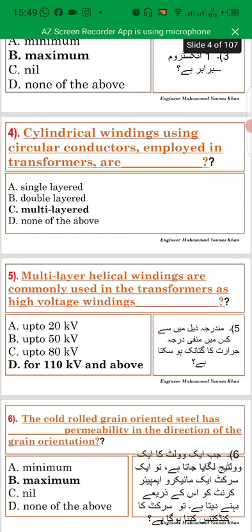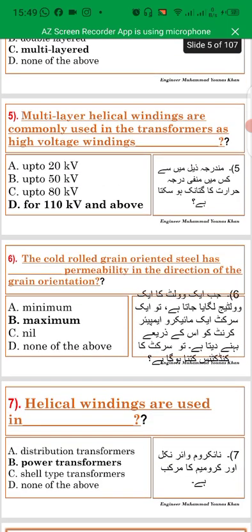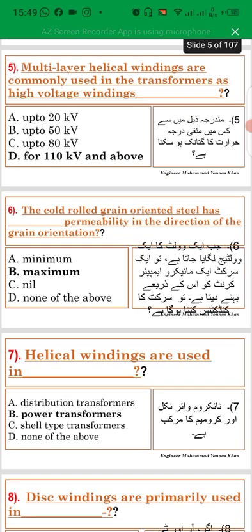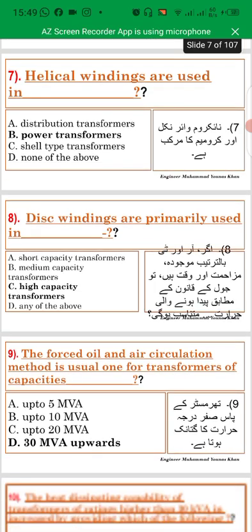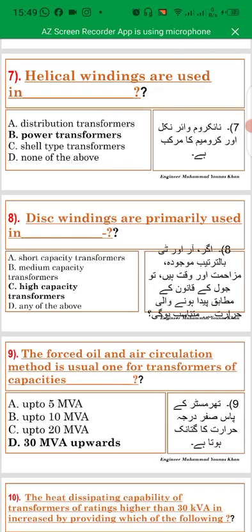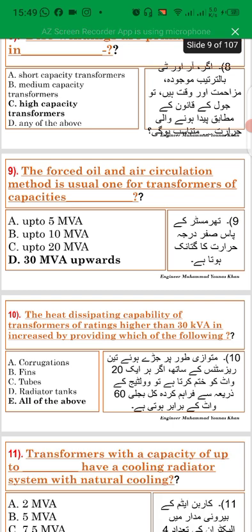Cylindrical winding using circular conductor is employed in transformers, or multi-layer helical windings are commonly used in the transformer as high voltage windings for 10 kV and above. The cold rolled grain oriented steel has maximum permeability in the direction of grain orientation. Helical windings are used in power transformers. Disc windings are primarily used in high capacity transformers. The forced oil and air circulation method is the usual one for transformers of capacity 30 MVA upward.